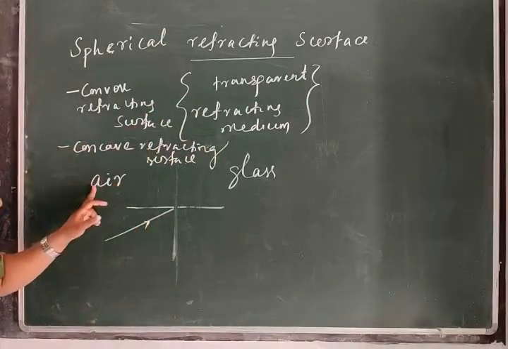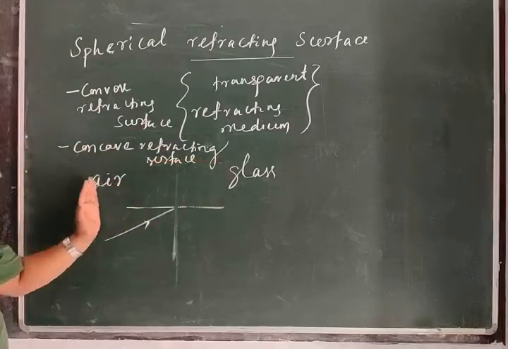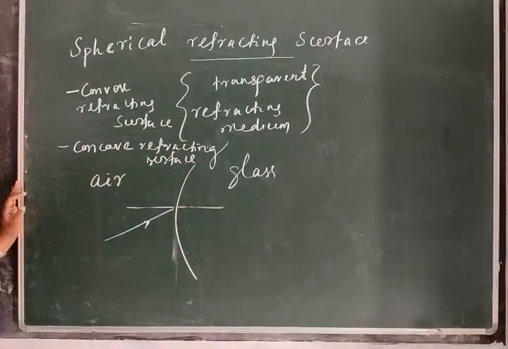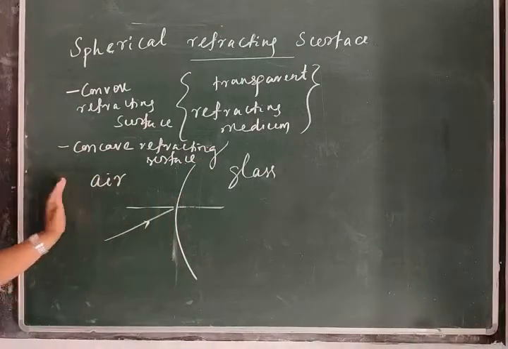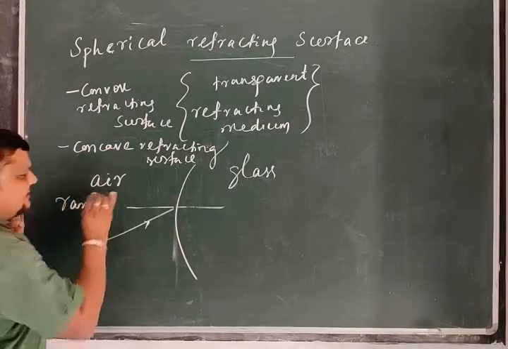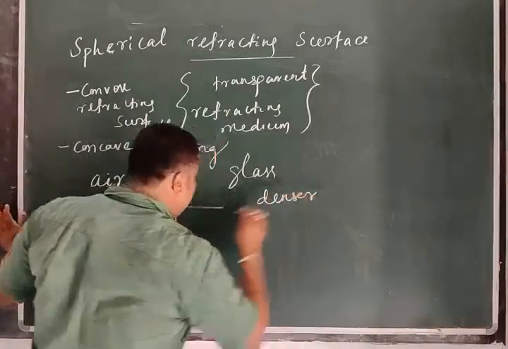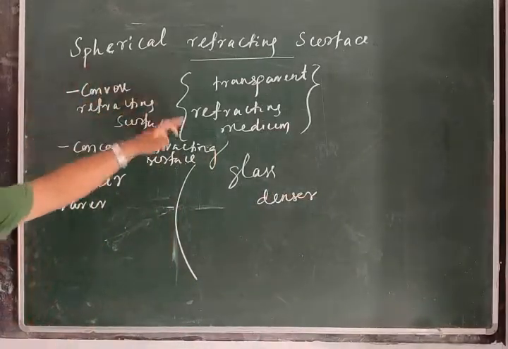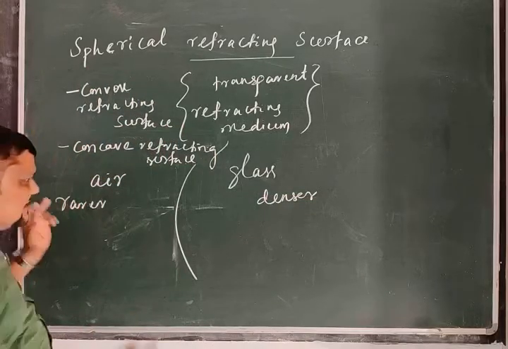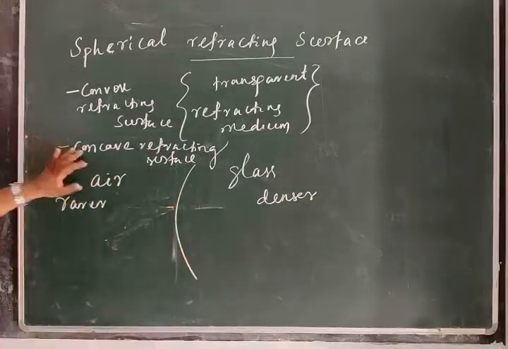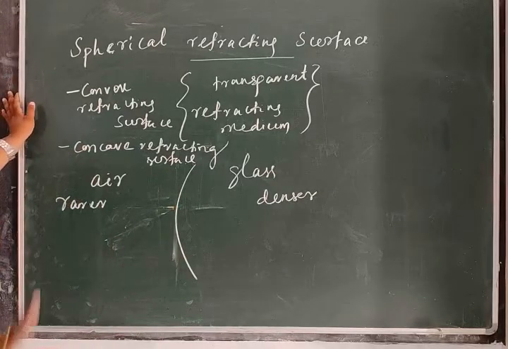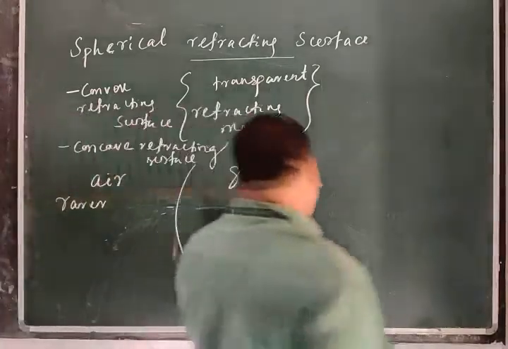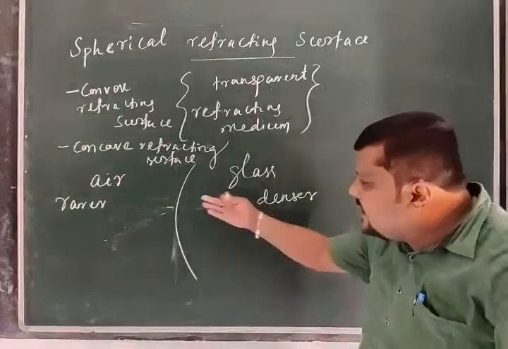Suppose this is the air medium, this is the glass medium, and this is the boundary, and the boundary appears convex like this. It is convex from the rarer medium because air is the rarer and this is the denser medium. So from the rarer side, if the surface appears convex, it is called a convex refracting surface, and from this side, if it appears concave, it is called a concave refracting surface. Always remember, if the surface is convex from the rarer medium, then from the denser side it looks concave.